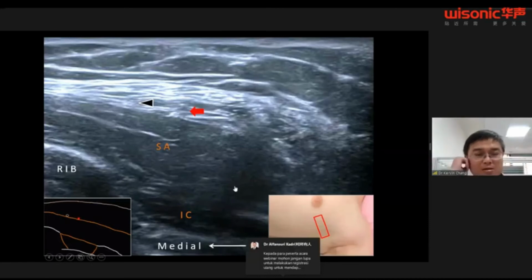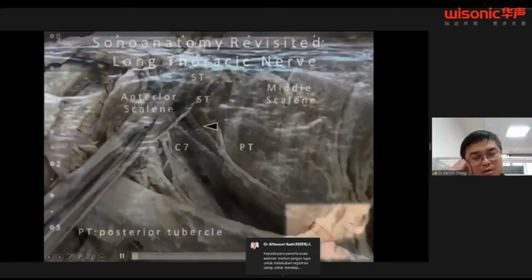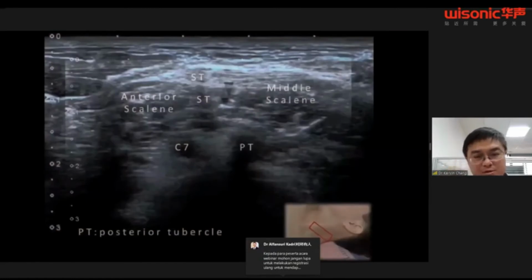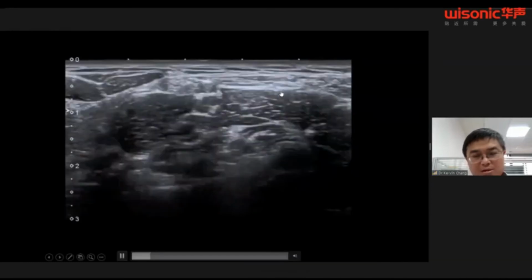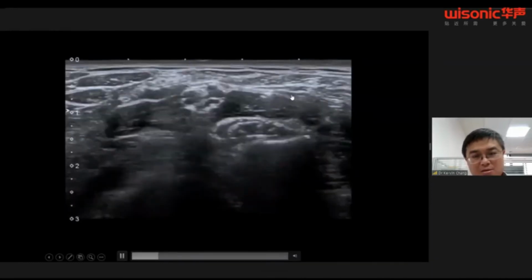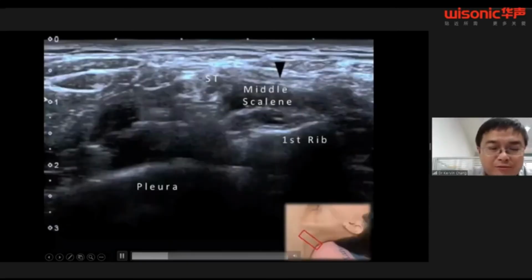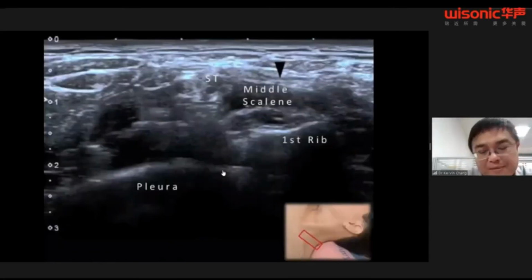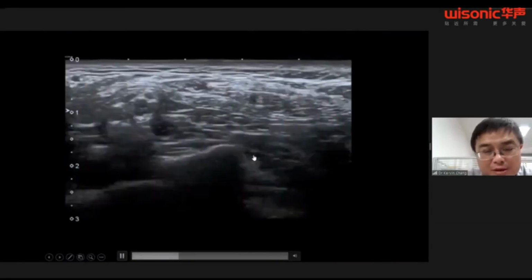And then move your transducer more distally, you can find the long thoracic nerve is actually coursing on top of the serratus anterior, and then it's the location actually I have to adjust. The suprascapular nerve is on the top, and the long thoracic nerve is at the bottom, like this. Okay, long thoracic nerve, suprascapular nerve.